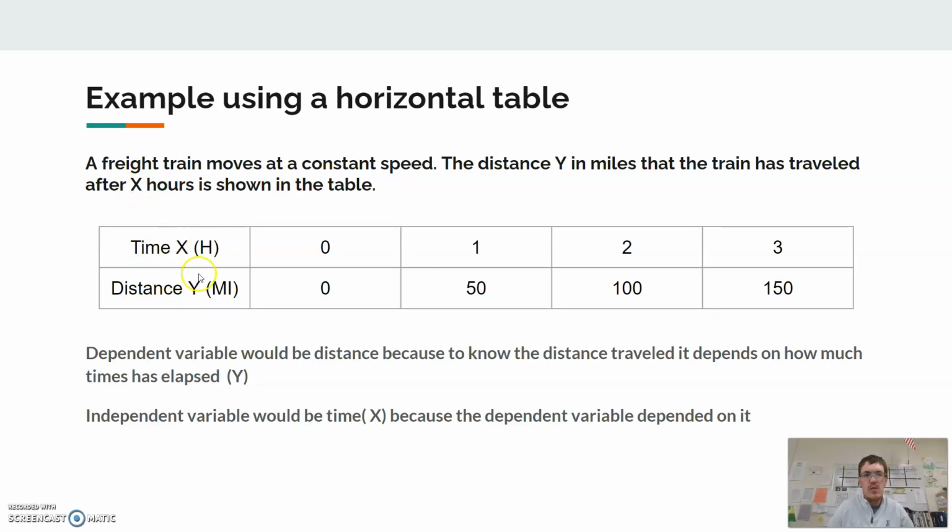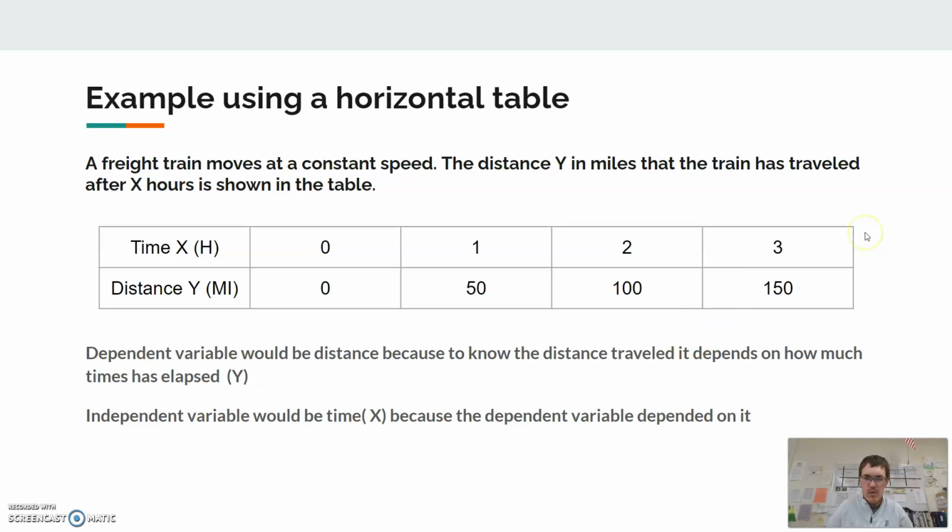So the example says a freight train moves at a constant speed. The distance y in miles that the train has traveled after x hours is shown in the table. Table's here. Remember, x, y, time is in hours, distance is in miles. So we have 0 to 0. We've traveled for 1 hour, our distance is 50. 2 hours, 100. 3 hours, 150. So let's think about that pattern for a second.